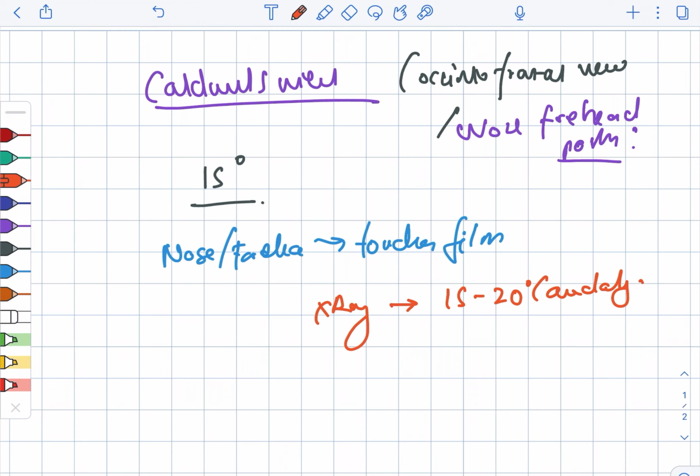Now looking at the structures seen. The structures seen include the frontal sinus. This is the main. Next there's also the ethmoidal and the maxillary sinus.